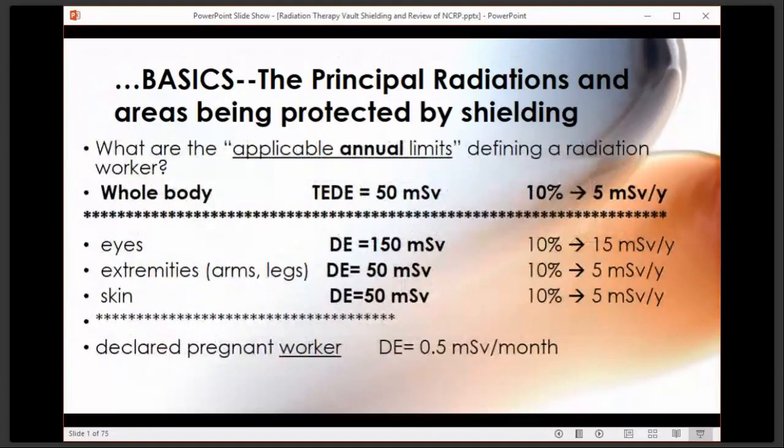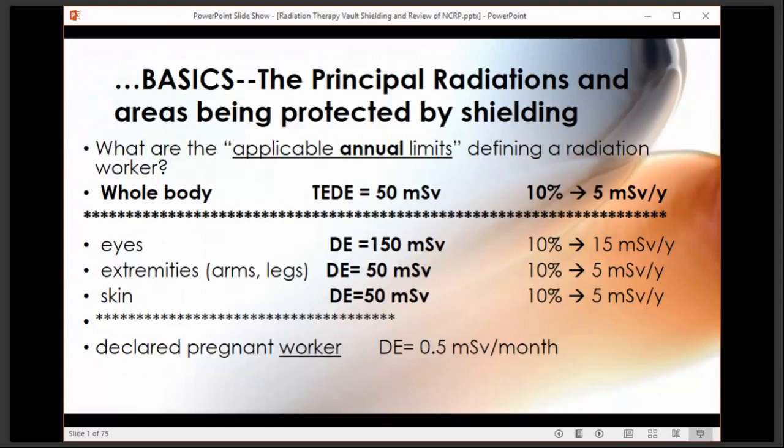So what is this applicable annual limit, 10% of which classifies you as a radiation worker? It's basically the whole body radiation total effective dose equivalent per year, which is set by international and, more importantly, US standards at 50 millisieverts. So 10% of that would be 5 millisieverts in a year, and that's the action level for declaring a person a radiation worker.